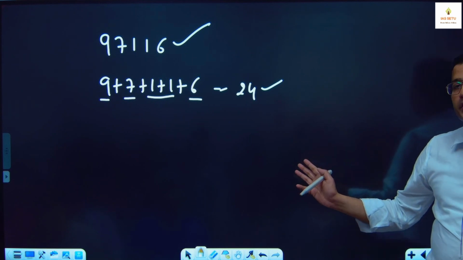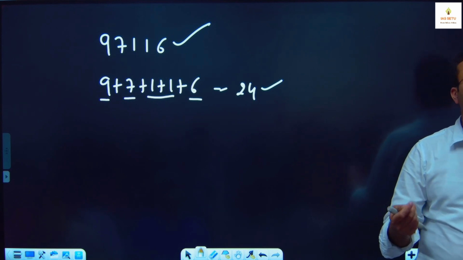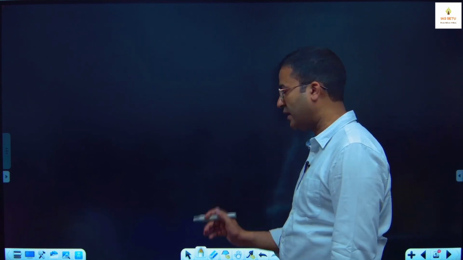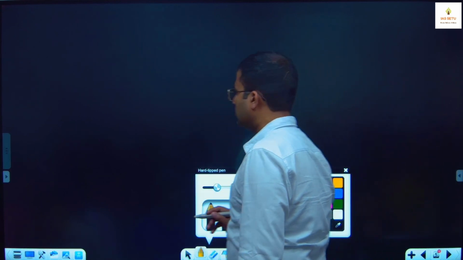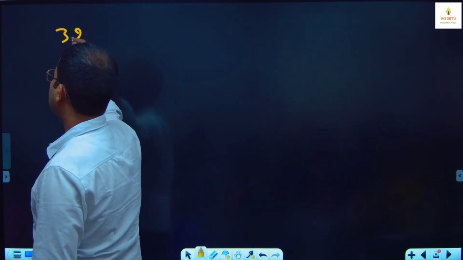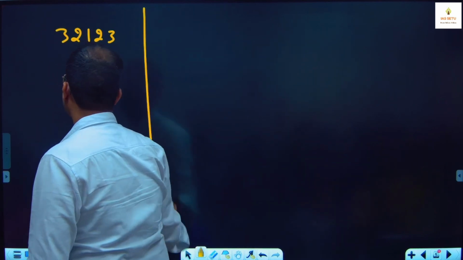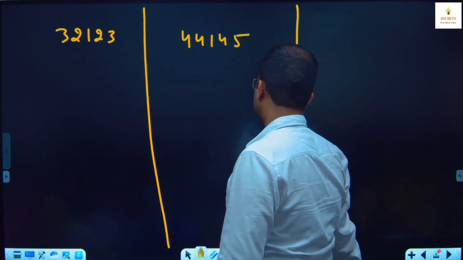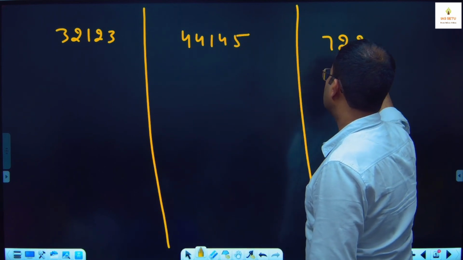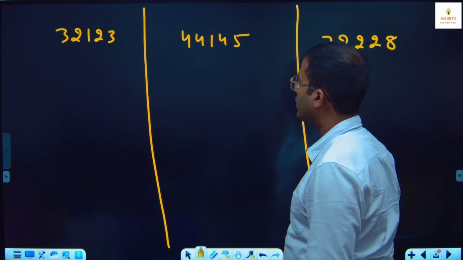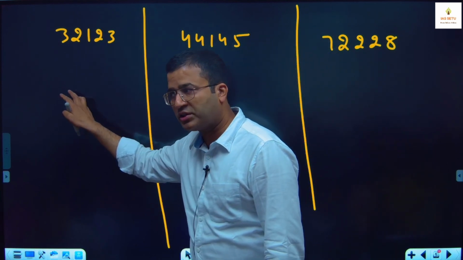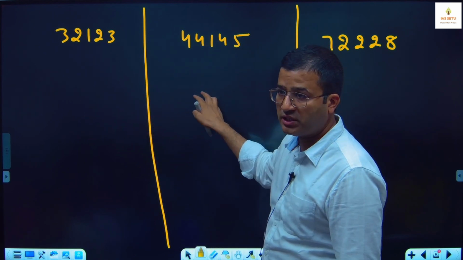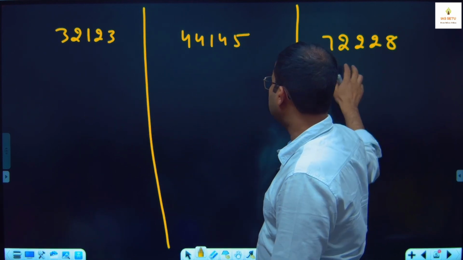I will ask you 3 questions, take time, then I will tell you how you can be fast to check divisibility of 3. ठीक है, पहले सीख लो, मेथड सीख लो. 32,123, 44,145, 72,228. Check if this number is divisible by 3. Yes, okay. If no, find the remainder. Check if this number is divisible by 3. Yes or no.